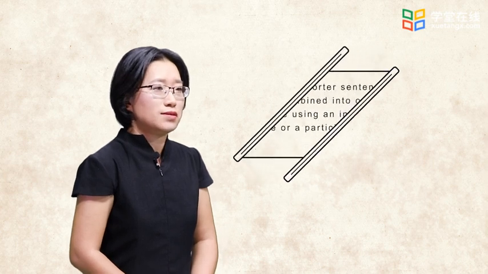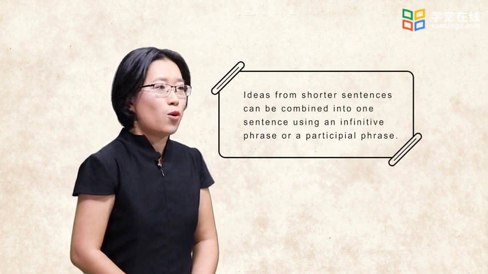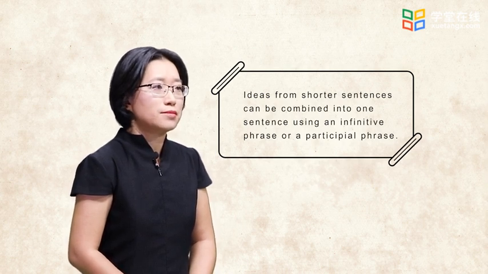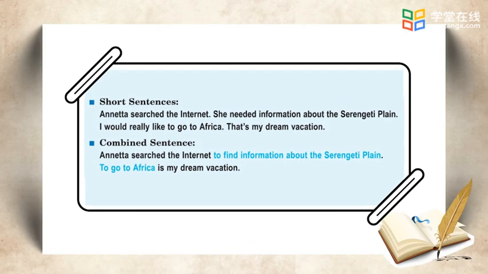Ideas from shorter sentences can be combined into one sentence using an infinitive phrase or a participial phrase. Now, read through the 2 examples. Example 1. Why did Annette search the internet? To find information about the Serengeti Plain. We could use this infinitive phrase as an adverbial of purpose. Example 2. An infinitive phrase can also serve as the subject of a sentence, so we could use to go to Africa to replace that.